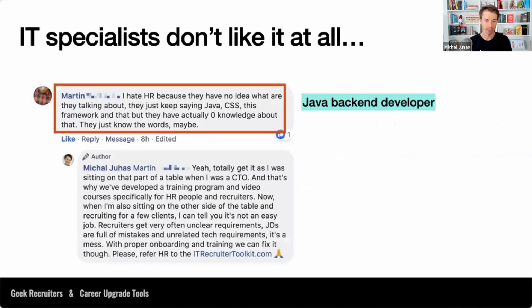If you think about this particular post, Martin, who is a Java backend developer, posted it on my Facebook page. And he wrote, I hate HR because they have no idea what they are talking about. They just keep saying Java, CSS, this and that. And they have zero knowledge about that. They just know words, maybe. And it's quite unfortunate, right? We are trying to change it with all the materials that we provide. So you guys can also learn it and be more valuable eventually to these IT professionals.